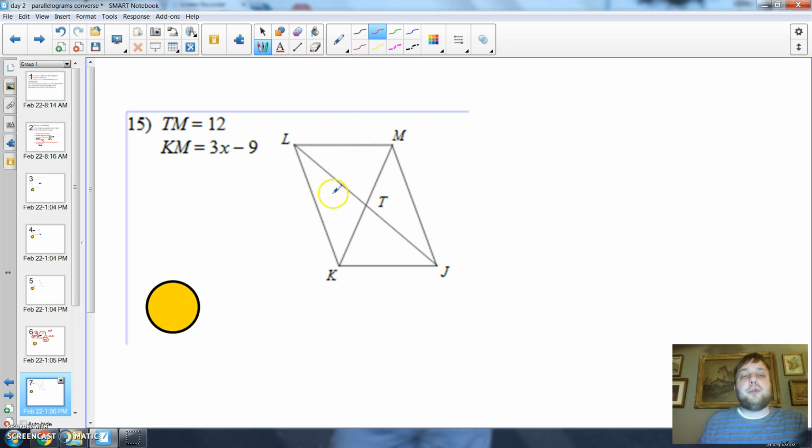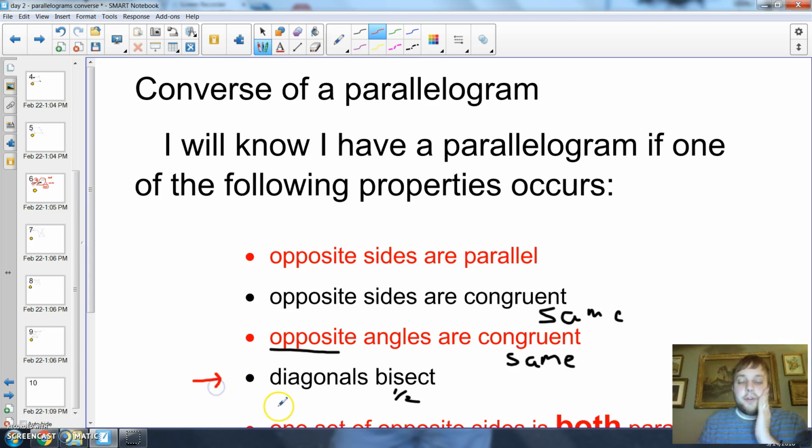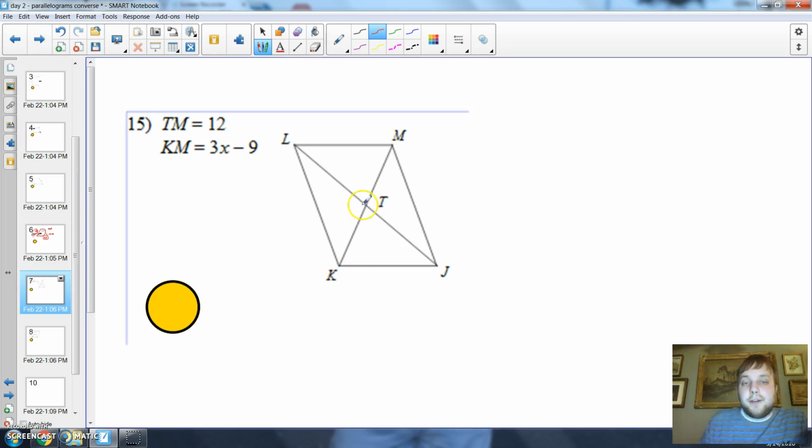Now another proof. I'm seeing some diagonals. See those diagonals right there cutting through? Well, let's take a look at our proofs for diagonals again. Opposite sides, no. Opposite sides, no. Diagonals! Right there. Diagonals bisect. That means diagonals are exactly cut in half by each other. So that means they're going to cut each other exactly in half. So this distance right here is 12.